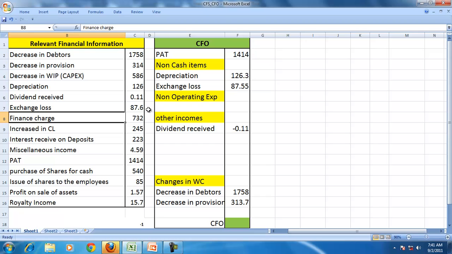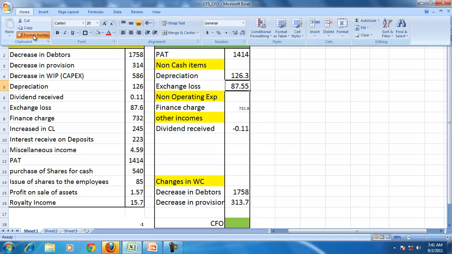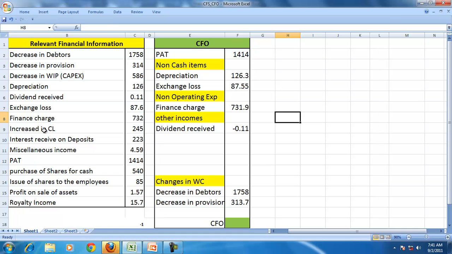Finance charge is interest, so it's a non-operating expense as per AS 3. So finance charge we are adding back, though it is in the income statement, because for the purpose of the CFO we will take this as a non-operating item. Increase in the current liability means you are purchasing the goods on credit. So to that extent, it will be a surrogate for cash inflow, because it might have adjusted the COGS while determining the PAT.